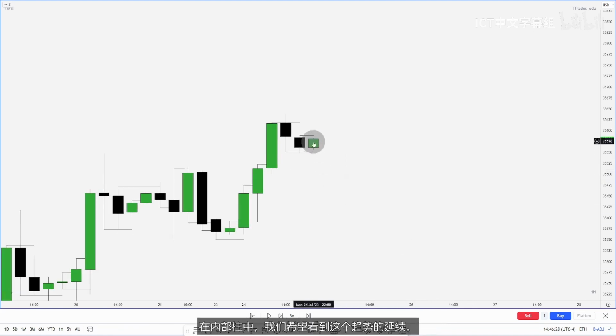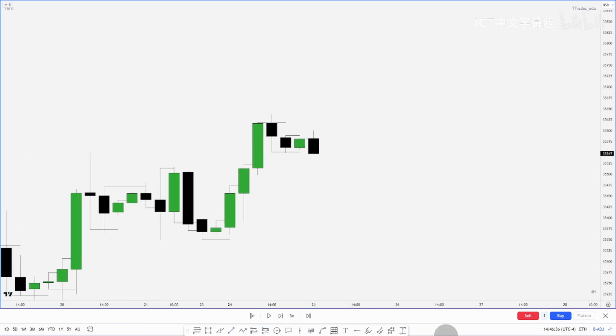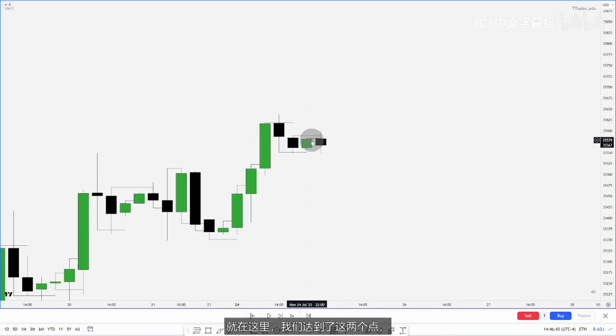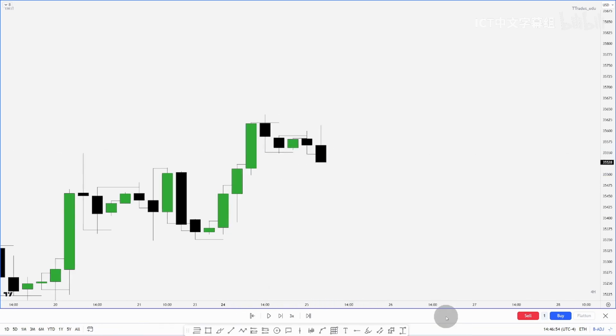Inside bar, we'd like to see a continuation of this trend. Let's see if we reach for this previous high here or this previous candle high. Right here, we reach both of those, but we can't close outside. However, we already hit this previous candle's low. So right here, I'm not super biased, but could be looking for the previous candle's low. And we do get that, but we take both sides of the range. Here, I don't have a lot of bias at all, so let's see what the next candle tells us.